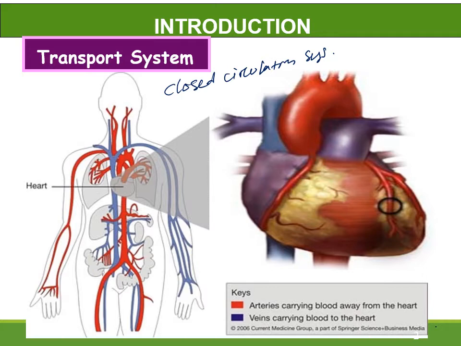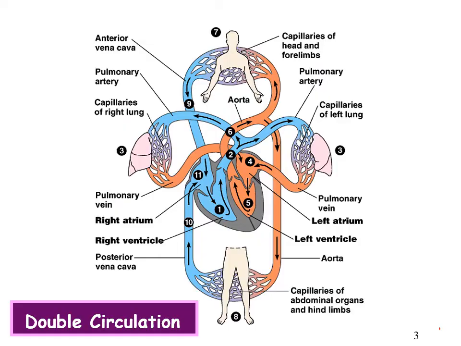There are 2 types of closed circulation system: single circulation and double circulation. Our circulatory system involves double circulation. So what is the difference between single circulation and double circulation? Single circulation, where blood passes through the heart once only in each circulation, for example in fish. Double circulation, where blood passes through the heart twice in each circulation, for example in birds and mammals.